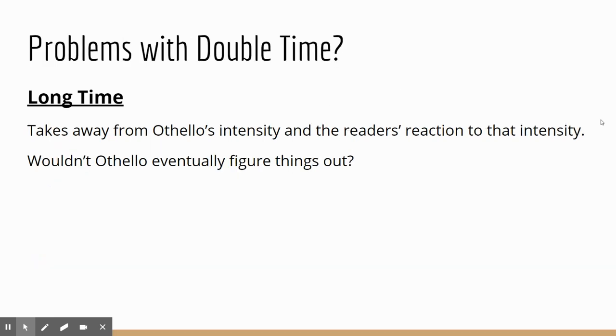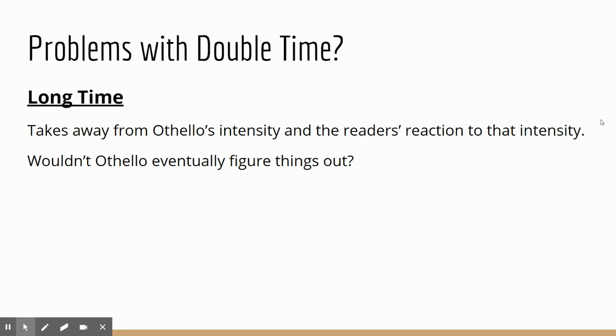There's some problems with double time. First of all, it takes away from Othello's intensity and the reader's reaction to that intensity. I mean, like I said, we are horrified, or at least I certainly am horrified, at the idea that he can change so quickly and that he can go from loving his wife to killing his wife so quickly. That's gone if we're starting to think about it's 3 weeks, 6 weeks, somewhere in between. It's not as intense, and our reaction isn't quite as jaw-dropping, I don't believe.